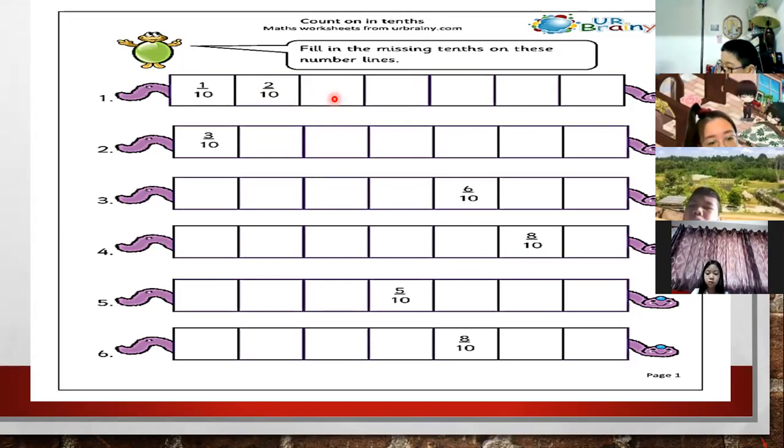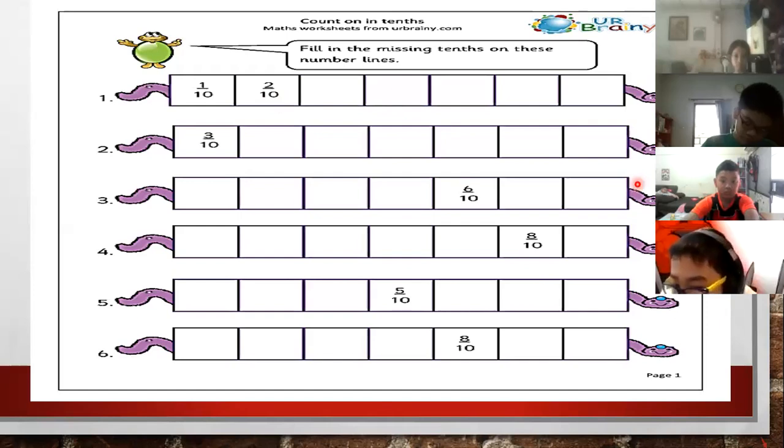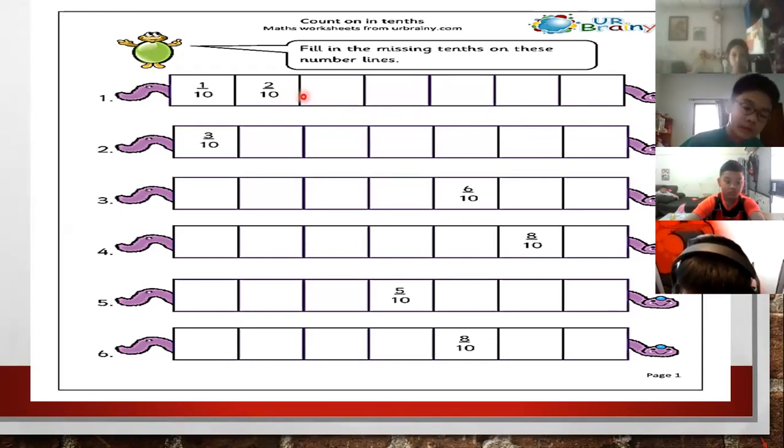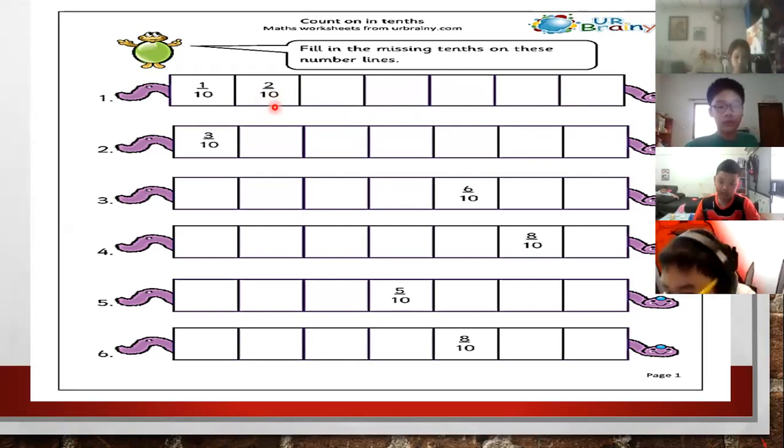Number 4, what is your answer? Number 1 answer. 3 tens, 4 tens, 5 tens, 6 tens, 7 tens. Okay, very good.